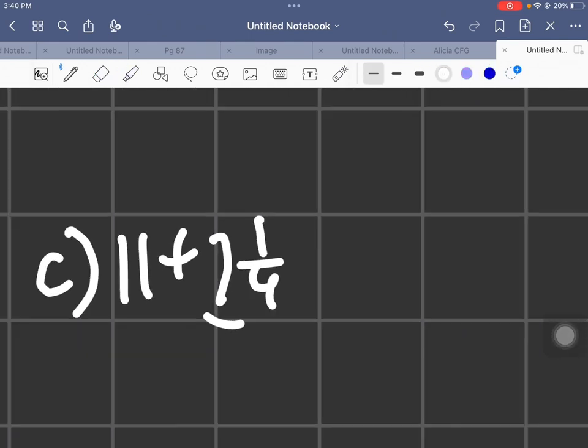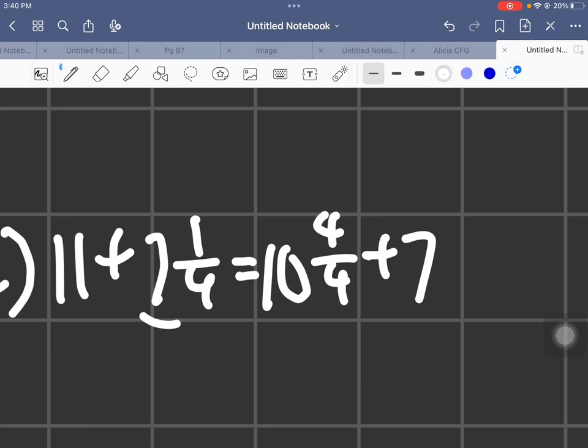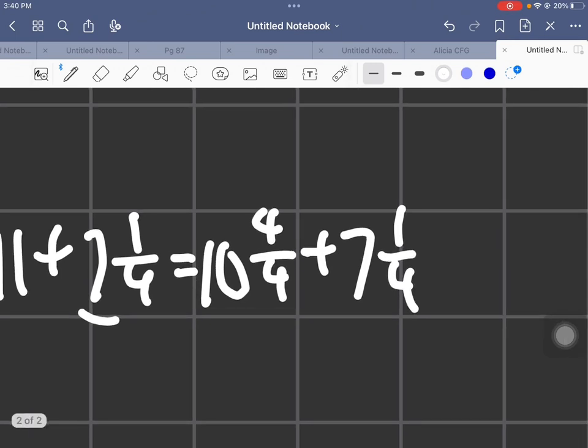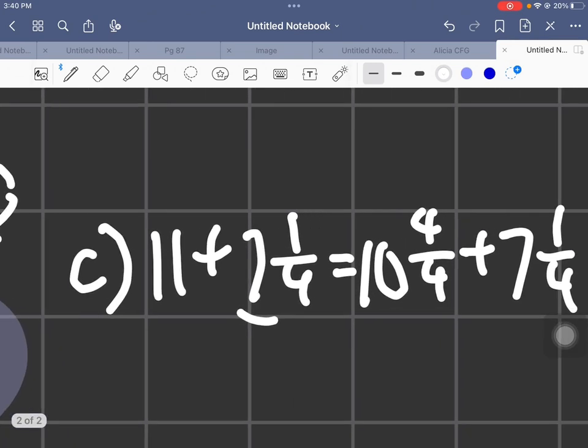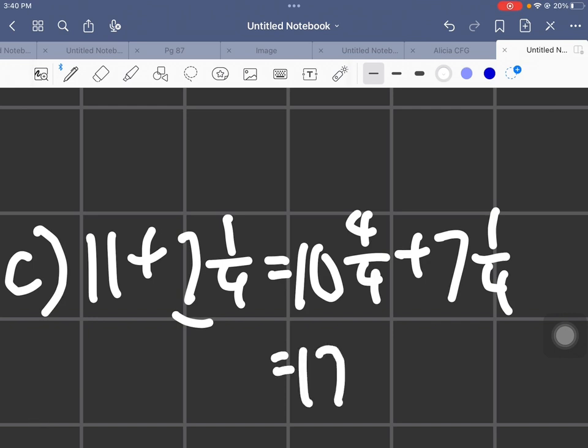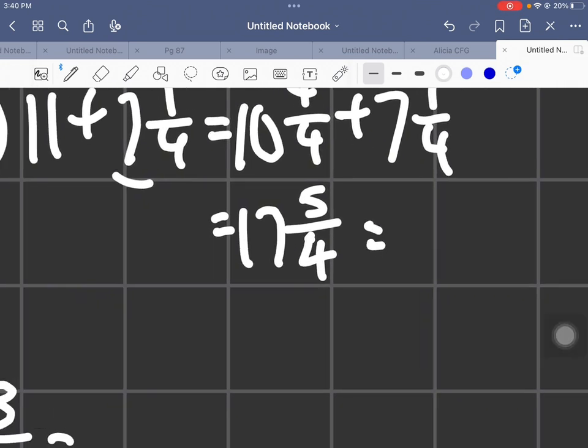Question C. We are going to do the same thing. 10 and 4 over 4 plus 7 and 1 over 4. We will get 17 and 5 over 4. The numerator here is also bigger than the denominator, so we need to convert it to 18 and 1 over 4.